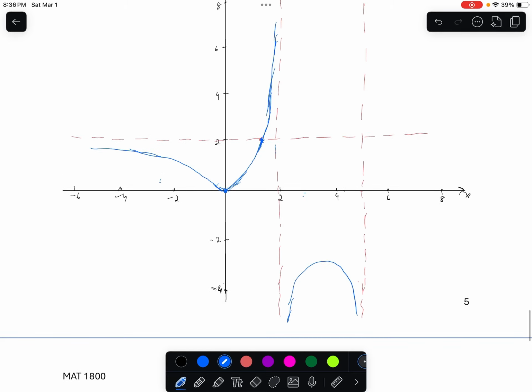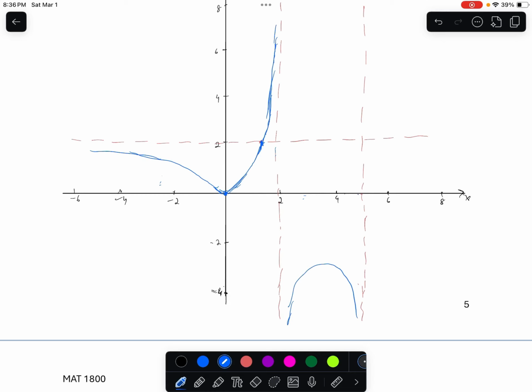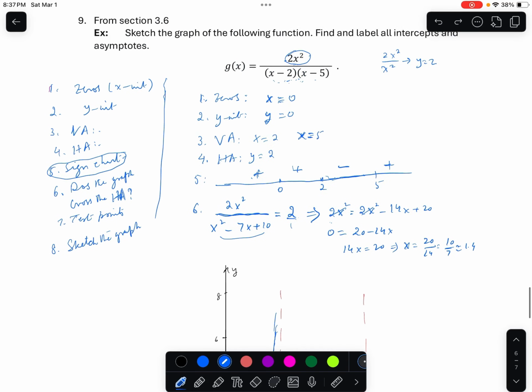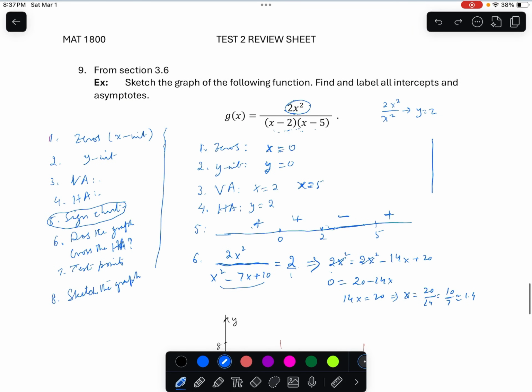Okay, last region now, to the right of the vertical asymptote x equals 5. Over here it is positive, so it means again either in this region or in that region. So we can take a test point and check where it is. Let's say this is our 6. So I'm going to plug 6 into the function. I get 2 times 36 divided by 6 minus 2, which is 4, times 6 minus 5, which is 1.